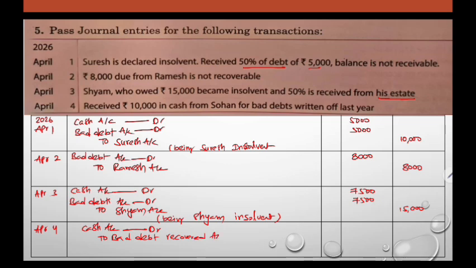Why? Because earlier we wrote it as a bad debt. Now it is a cancellation entry. So, being bad debts recovered. Amount is 10,000. Hope you understand the entry.